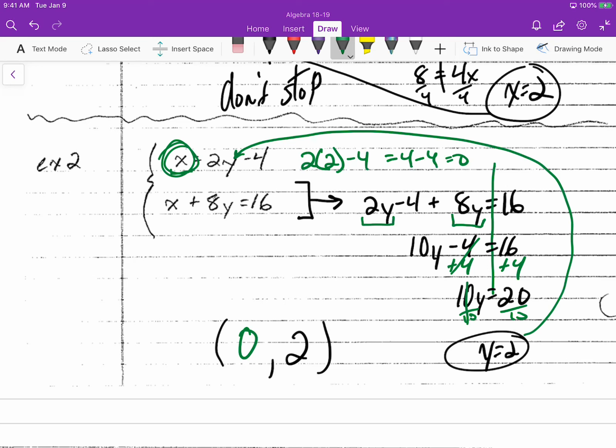I can technically double check now too. If I plug in 0 here and I plug in 2 here, I would get 0 plus 8 times 2. Does that equal 16? Well, that would be 16 equals 16, so yes. All right, so what's awesome is I can double check and know for sure I got it right.